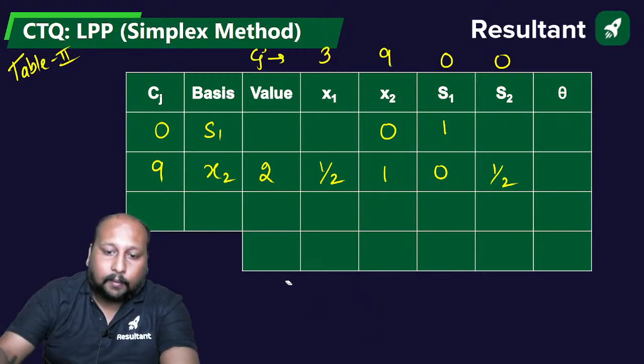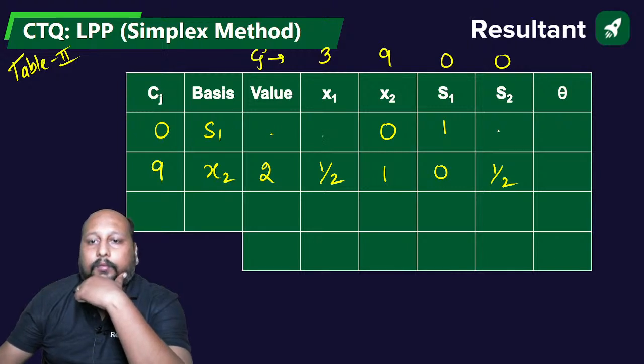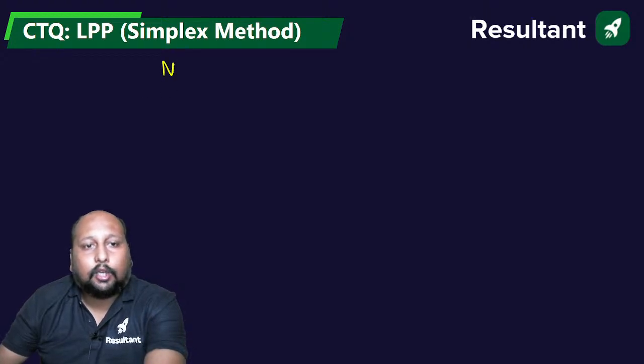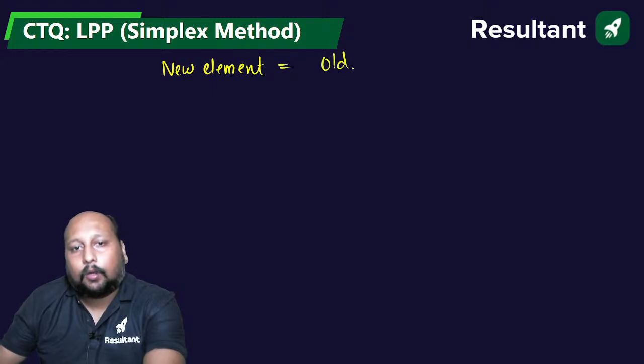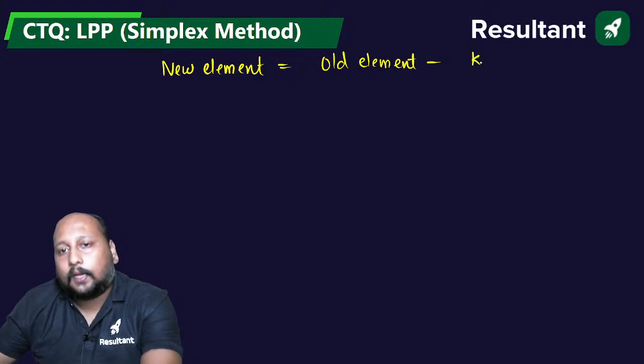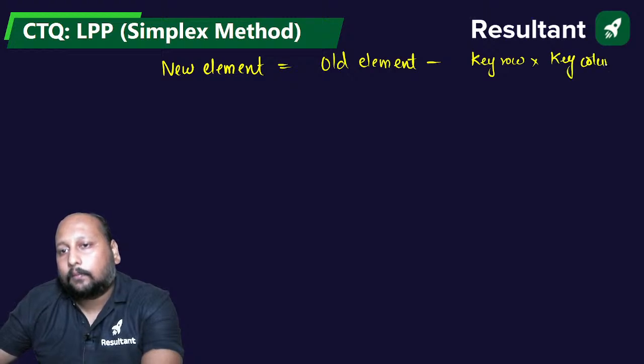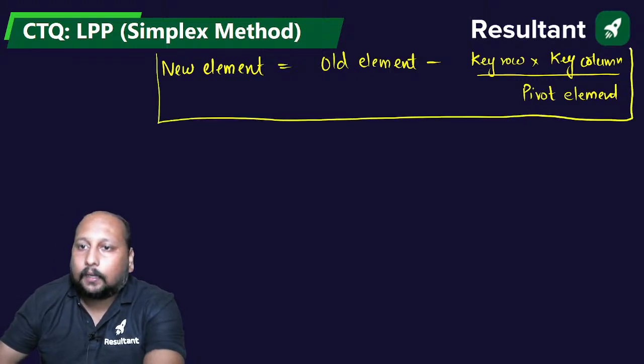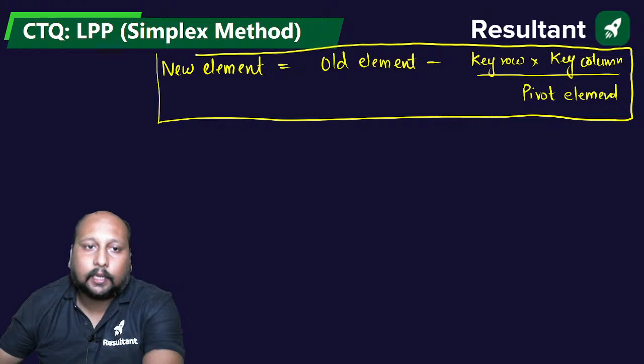क्लियर है? Now प्रॉब्लम है सर हाउ टू आइडेंटिफाई 1 2 3 वैल्यूज हमें निकालना है. फॉर दैट यू हैव टू यूज वन फॉर्मुलेशन, दैट इज न्यू एलिमेंट इज इक्वल टू old element minus corresponding key row into key column divided by pivot element. ठीक है, we'll be using this formula right now to understand how we can implement this equation in our table.